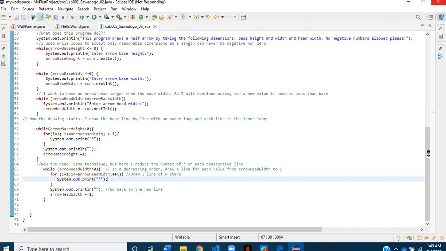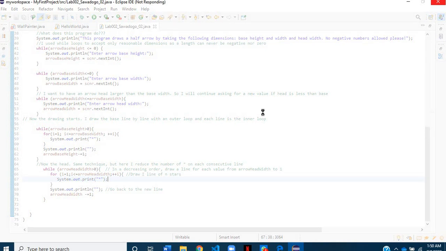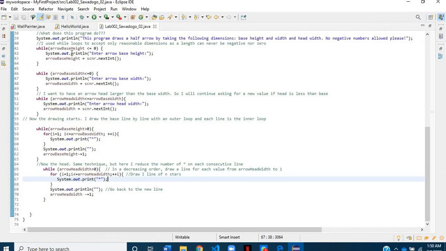But before that, to clear everything out in this program, I had to declare all the variables and so on, but that's too basic. And to also make sure I don't take negative numbers, I used a while loop to accept only reasonable dimensions as a length. So while the arrow base is negative or 0, keep asking for the input. So that's how I did that.